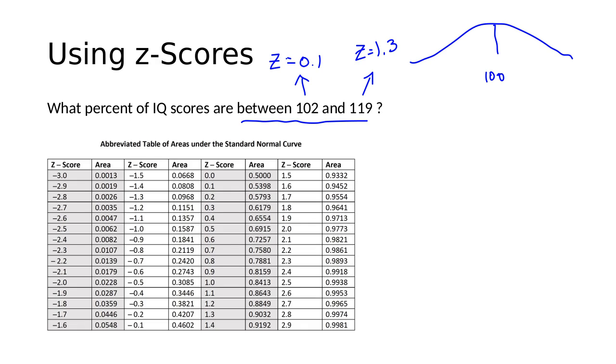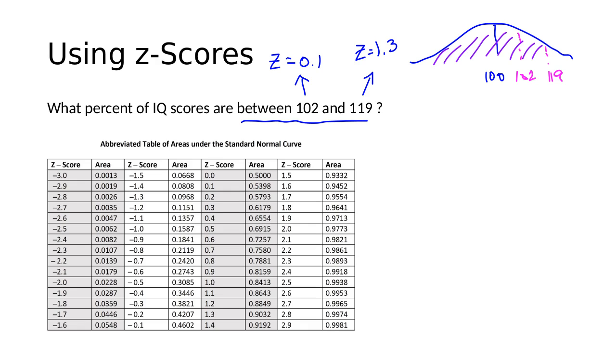Now, what I want to know is what percent of the scores are between 102 and 119. The way that we're going to find that is we are going to find the area to the left of 119.